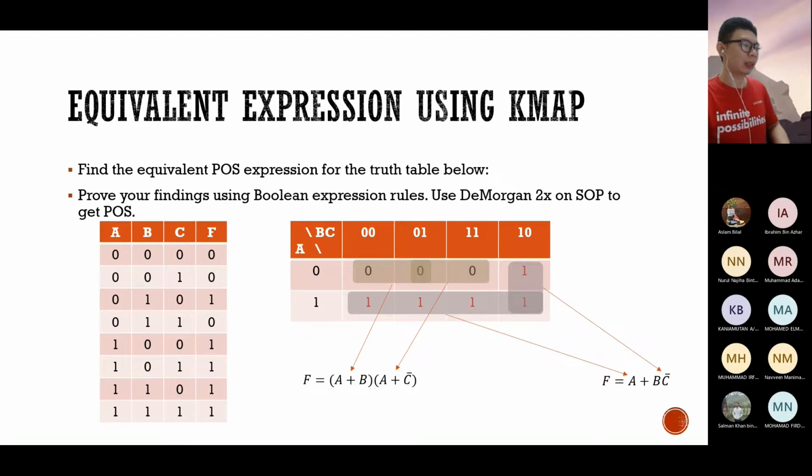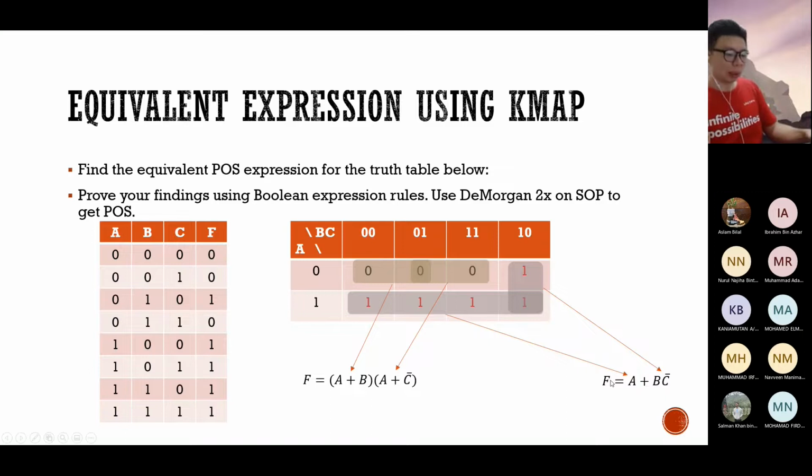We also did equivalent expressions using K-map by grouping ones and grouping zeros. You will find that if you group the ones, you get the SOP form, and if you group the zeros, you get the POS form. And these two are equivalent, in the sense that if you do double negation on SOP, you get a POS form.